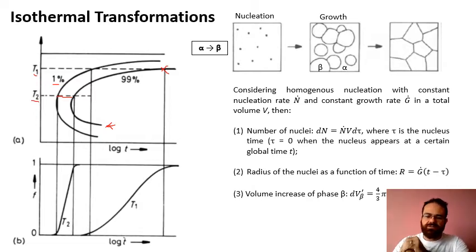So we're going to do some little theory here. We are assuming the transformation we are talking about is simply alpha transforming to beta. We're assuming it happens by nucleation and growth.